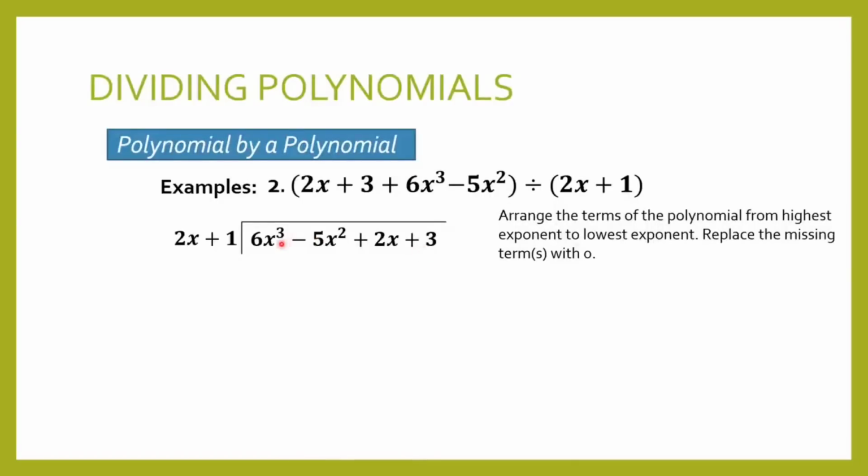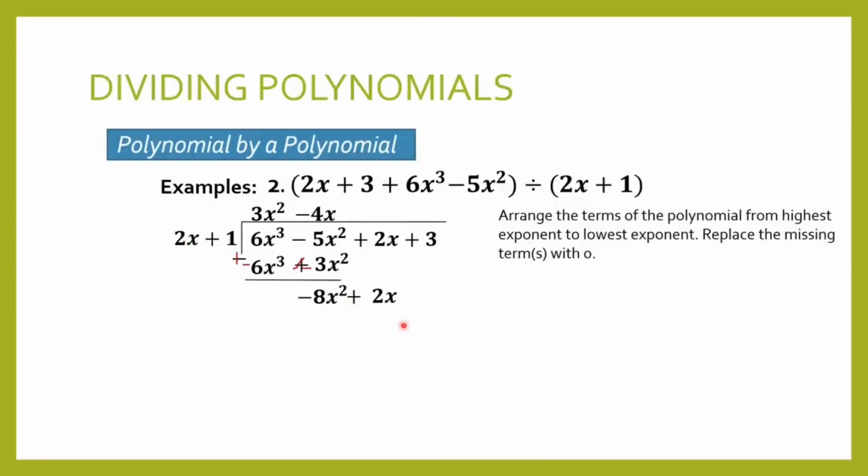After that, we divide the first term by the first term of the divisor. So 6x cubed divided by 2x is equal to 3x squared. Then we multiply 3x squared by 2x. The result is 6x cubed. 3x squared times 1 is equal to positive 3x squared. Then we subtract. So again, this will be addition. This will be negative. And this will be negative. And the result when we add is negative 8x squared. Then we bring down 2x.